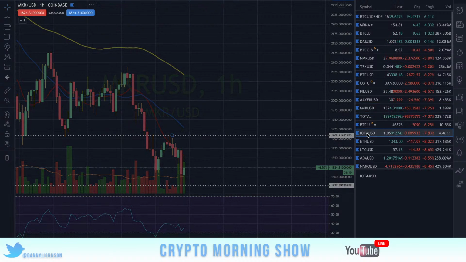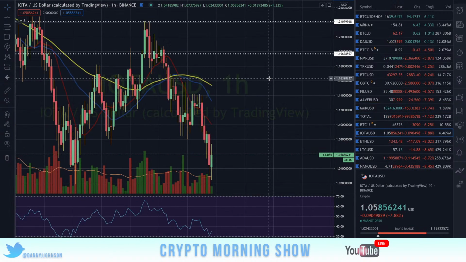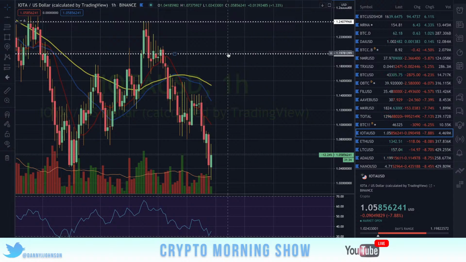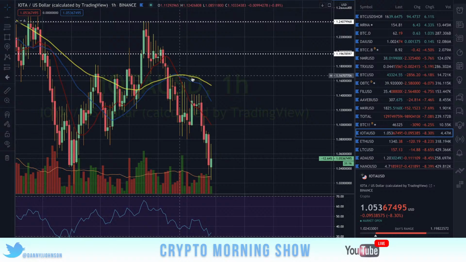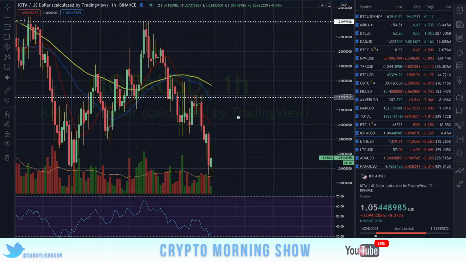Moving on to IOTA, Internet of Things, and this particular one was the one I was going to exit yesterday. Yeah, I did manage to get out before we fell through this support. Because I was watching this, I took some off the table right here, and then when we lost support on this 100-day, I took the rest off. So I'm in cash on that position right now, fiat cash, whatever you want to call it.